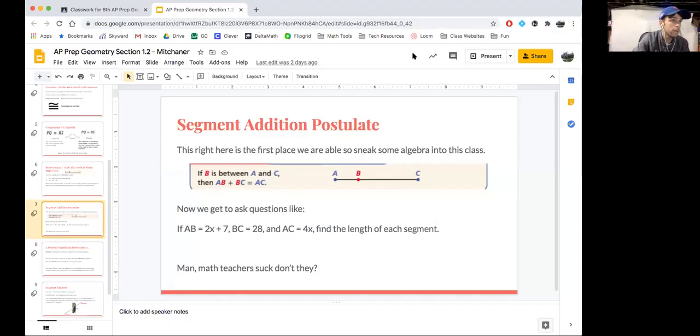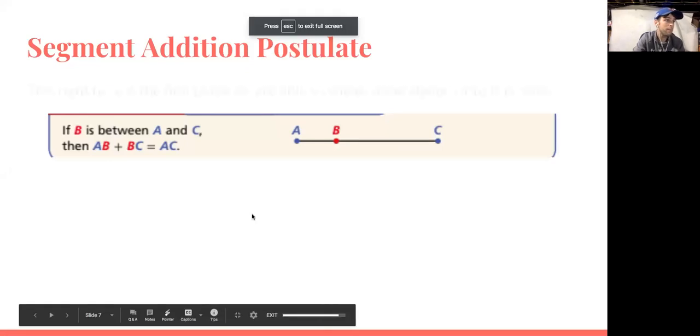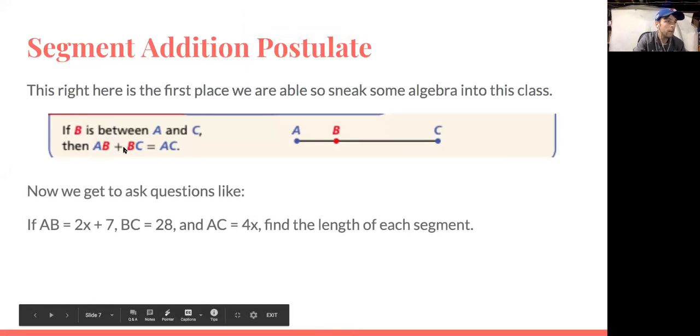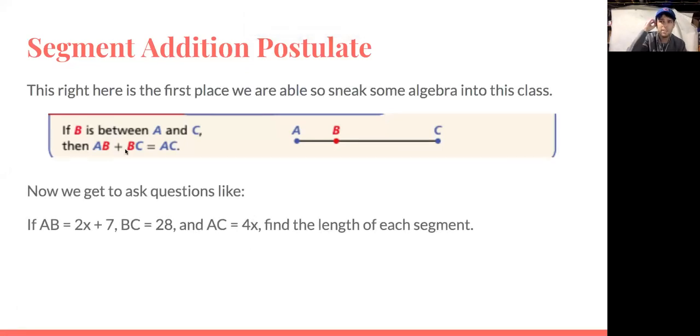So here we were on the segment addition postulate, and we did do this problem that's at the bottom as well. Segment addition postulate basically says if you have a segment that's divided into two pieces by a point, you can set up an equation based on the lengths of these segments. The two smaller pieces add together to make up the whole segment. And that's what it is in words right there.